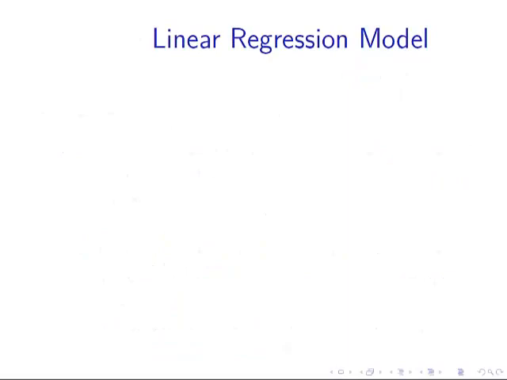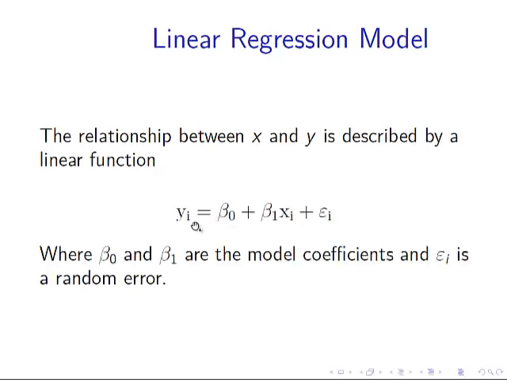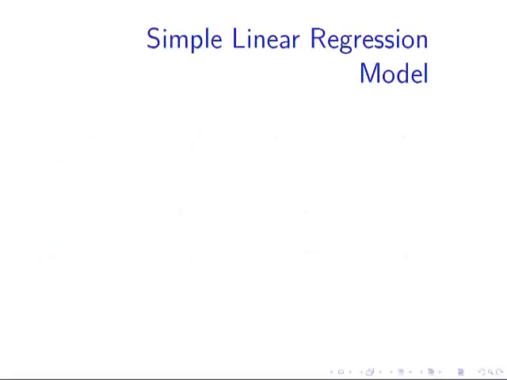Now let's introduce a linear regression model. The relation between x and y is described by a linear function: yi equals beta 0, the first coefficient, plus beta 1, the second coefficient, times xi, plus epsilon i, where beta 0 and beta 1 are the model coefficients and epsilon i is a random error. Let's show what these coefficients mean.